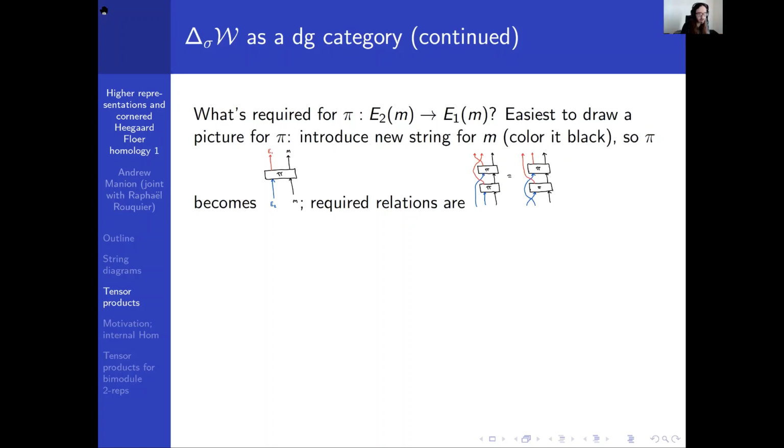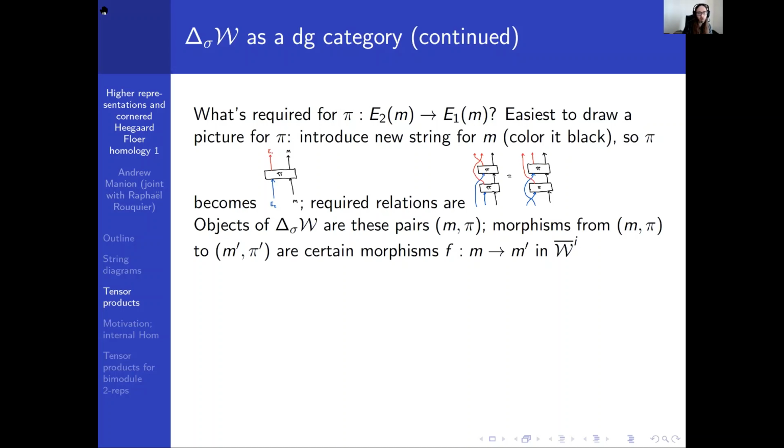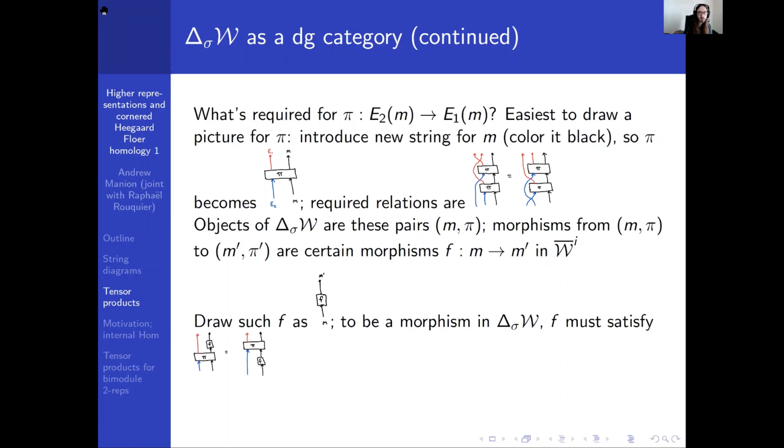Okay, so I'm trying to define this DG category delta sigma of W. Its objects are m comma pi such that pi satisfies this. Morphisms from m pi to some other m prime pi prime are just going to be certain morphisms from m to m prime, but we're going to require them to be consistent with the pi and pi prime in the right sense. If I want to draw such a morphism, it would just be a little box on a strand labeled m on the bottom going to m prime on the top.